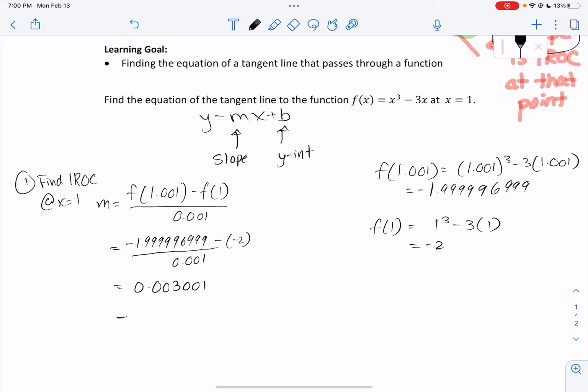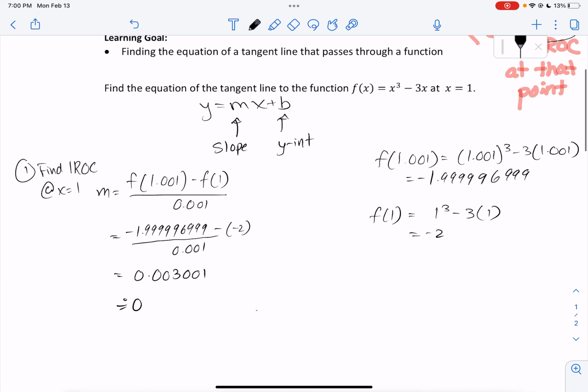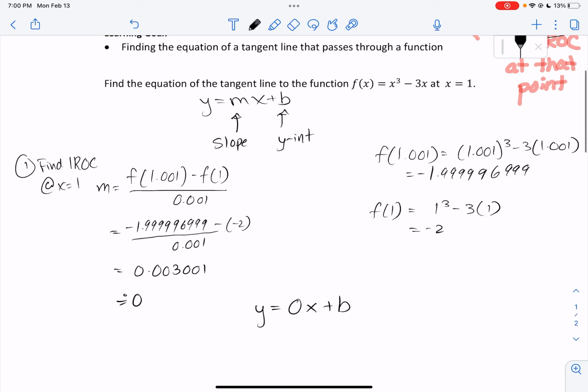All right, so what does this mean? Well, this means the slope is most likely very close to 0. So how do we do it from there? We know m is 0, so what next? We have the equation right now, y equals 0x plus b. Well, 0x is just 0, so this is pretty much just y equals b. And then what do we do from there? Well, we still need to solve for the b value.